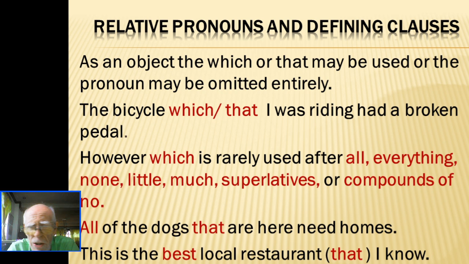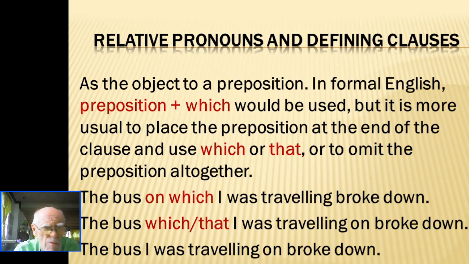However, which is rarely used after all, everything, none, little, much, or superlatives or compounds of no. All of the dogs that are here need homes, so that's an example with all. This is the best local restaurant I know, or the best local restaurant that I know. Here we have a superlative, and we can choose whether we want to include the relative pronoun or not.